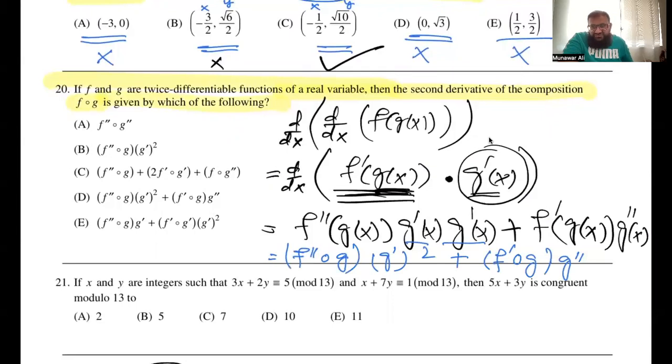Here you are not supposed to exclude any option. You are supposed to check which one of these is the correct option. So I think it is D. Yeah, it is D, because f double prime times g prime squared plus f prime of g times g double prime. Yeah, this is the correct option.